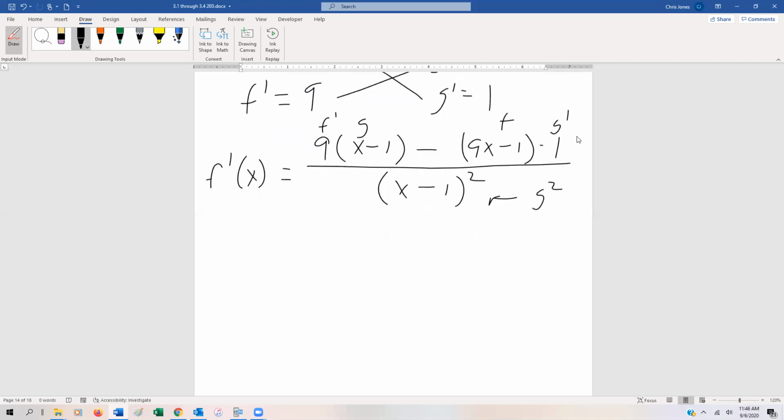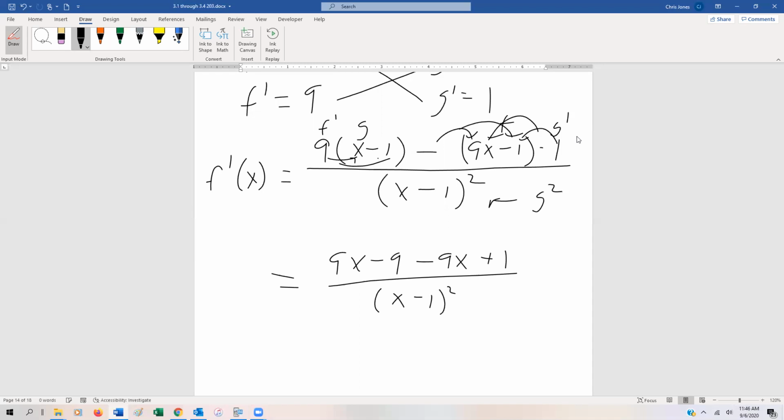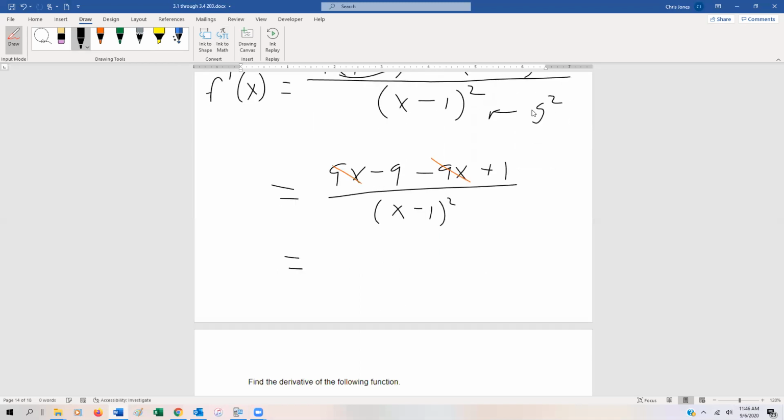We're going to distribute the numerator and then collect some like terms. All right, so if we distribute the numerator, 9x minus 9. Now be careful, all right? We have a negative, and we also have a 1 that we're distributing. So it might be helpful for us to just move that 1 in front. So that's going to be negative 9x plus 1, divided by (x minus 1) squared. And then finally, we notice in the numerator we have opposites of 9x, so they cancel out. Negative 9 plus 1 is going to give us negative 8.